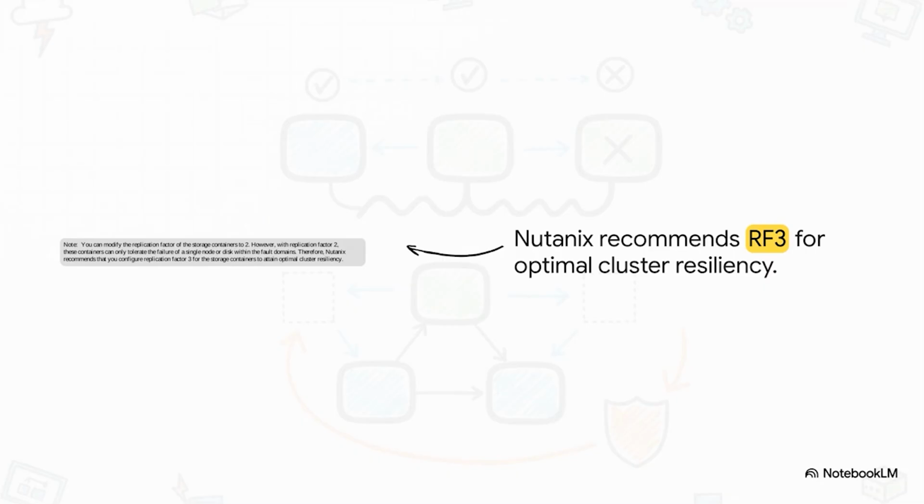Now, while a replication factor of 2 safely handles a single node or disk failure, it's super interesting to note that Nutanix explicitly recommends configuring RF3 for storage containers at sites with high protection requirements. It's all about achieving optimal cluster resiliency. RF3 gives you that extra layer of protection. You've got the original data plus 2 copies. But keep in mind, that peace of mind does come at a cost, requiring more physical nodes and storage capacity.